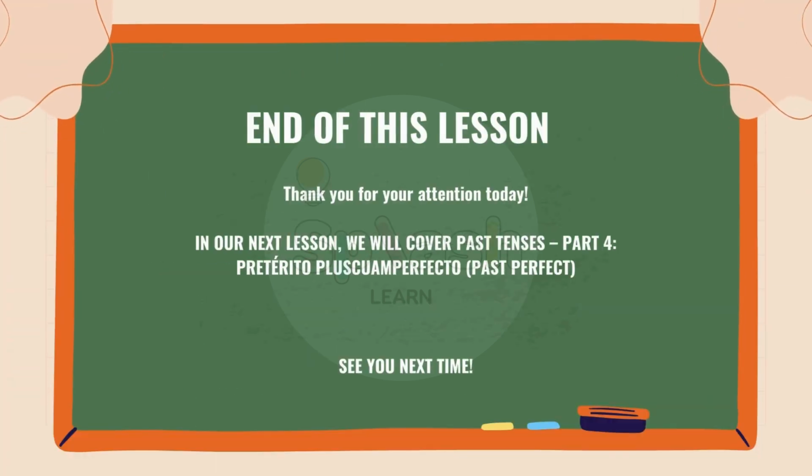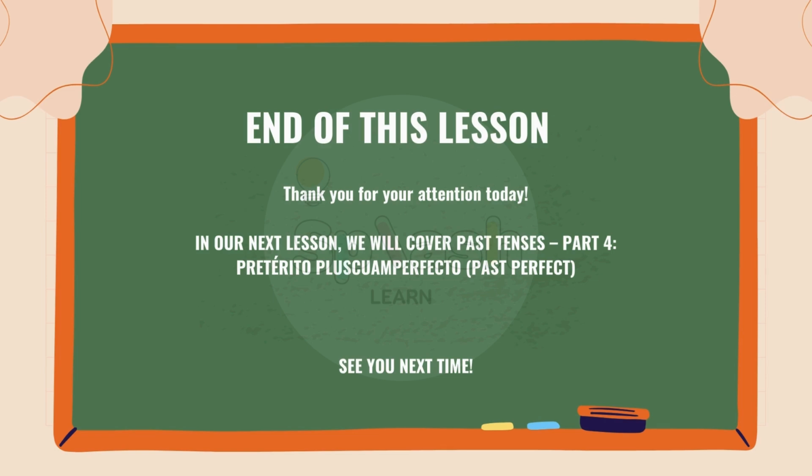Great job everyone! Today we learned about the pretérito imperfecto, an essential tense in Spanish for talking about habitual actions, past states, and ongoing actions that were interrupted. We've seen how to conjugate -ar, -er, and -ir verbs in this tense, and we've practiced with some examples. To summarize, remember that the pretérito imperfecto is used to describe repeated or continuous actions in the past, states of being, simultaneous actions, and background actions that provide context for a completed action.